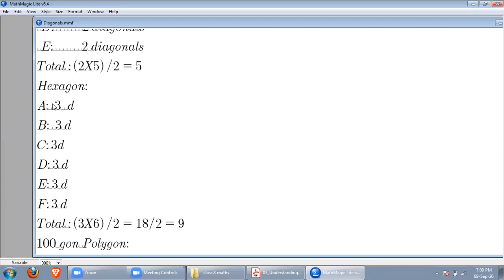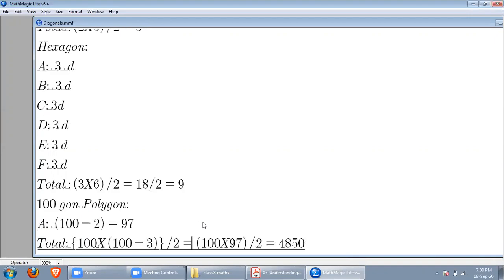So 6. From 6, we have to omit 3. 6 minus 3 will give you 3. So each of the vertices will have 3 diagonals. So it will be 3 into 6 vertices, 3 times 6, divided by 2, it will give you 9 diagonals for a hexagon.